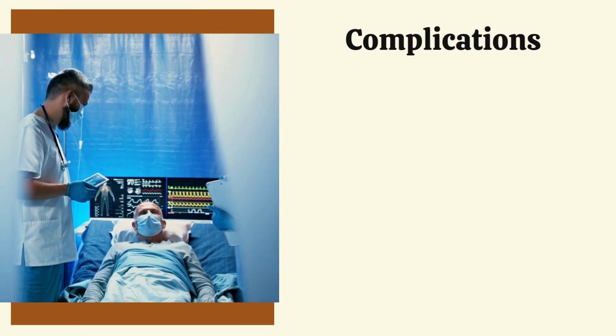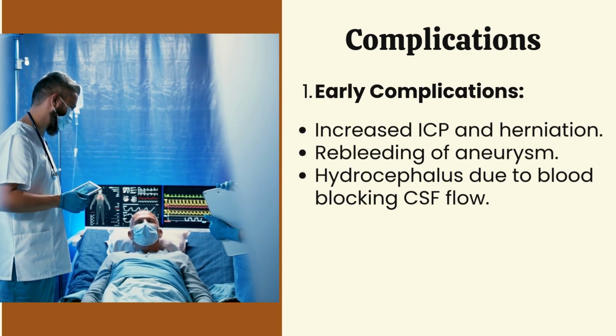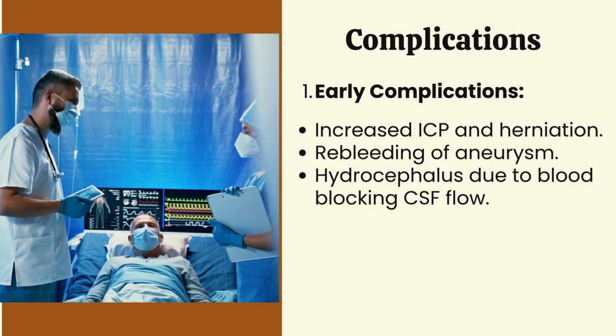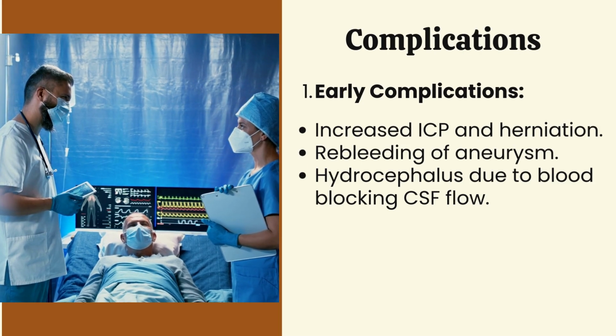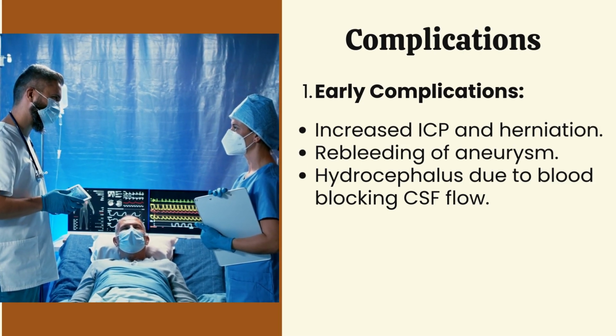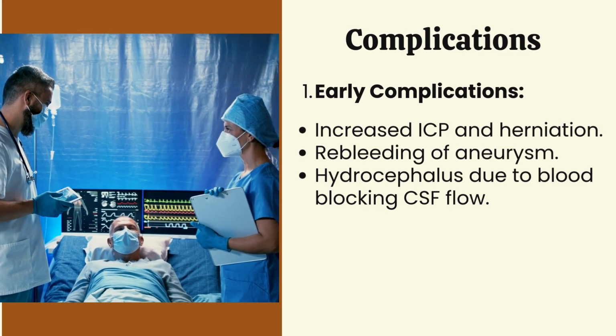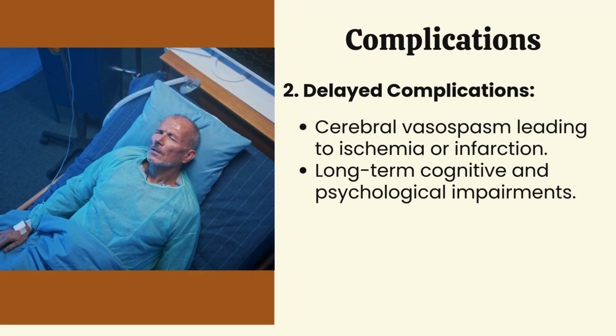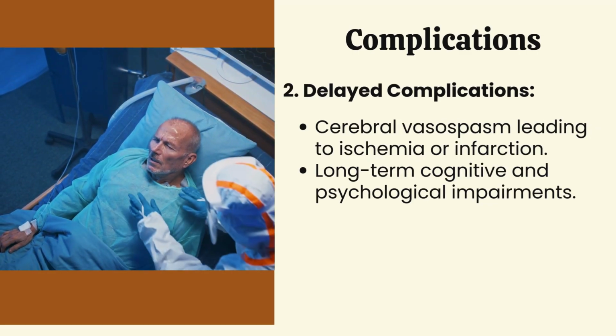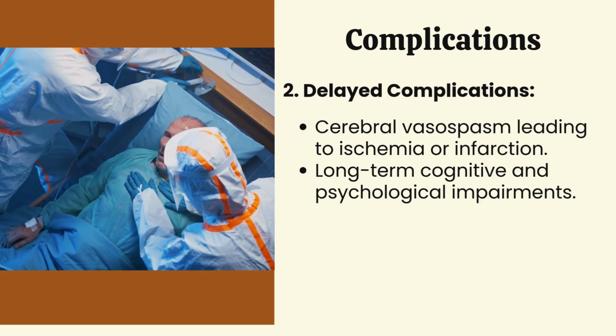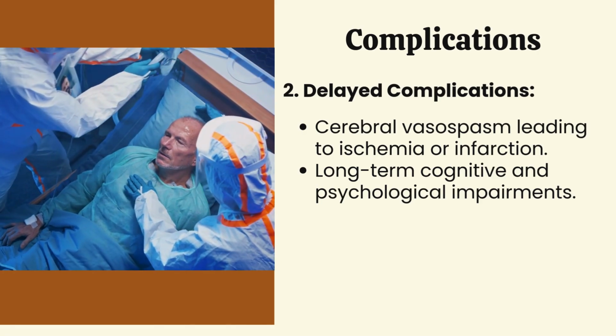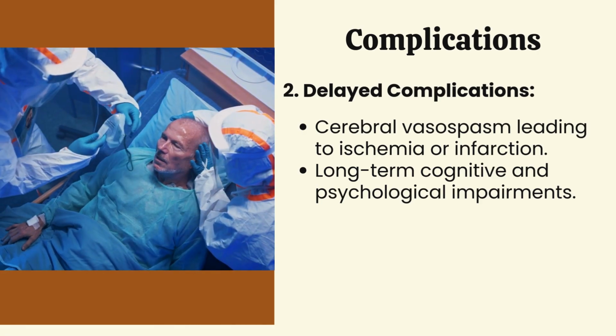Complications of subarachnoid hemorrhage. Early complications. It will show increased intracranial pressure and herniation, rebleeding of aneurysm, hydrocephalus due to blood blocking CSF flow. Delayed complications will show cerebral vasospasm leading to ischemia or infarction. Long-term cognitive and psychological impairments.